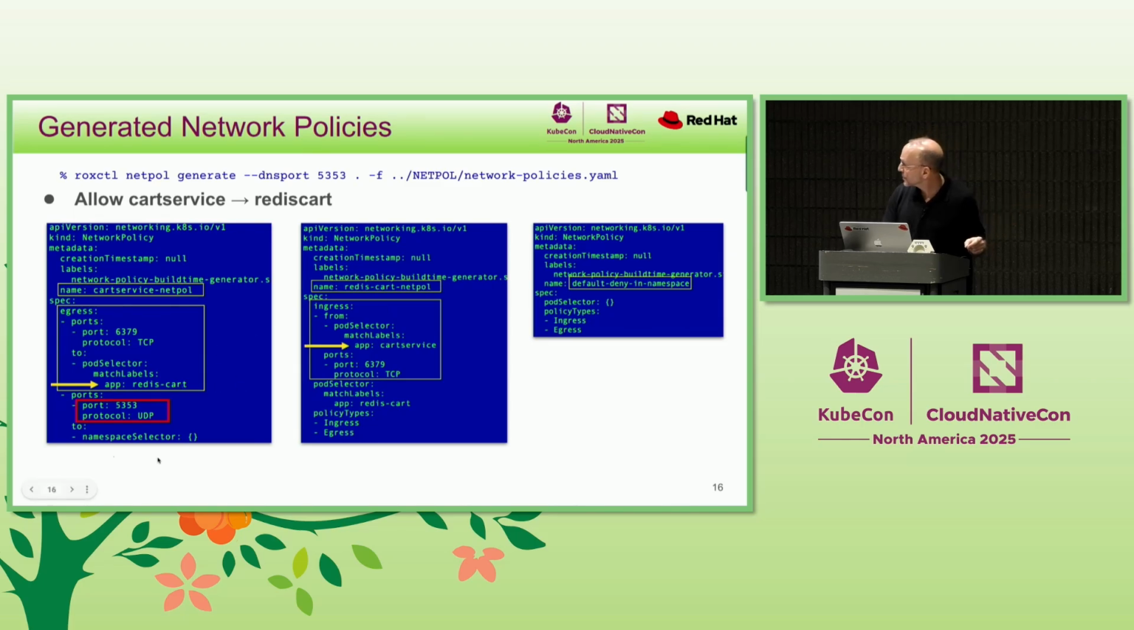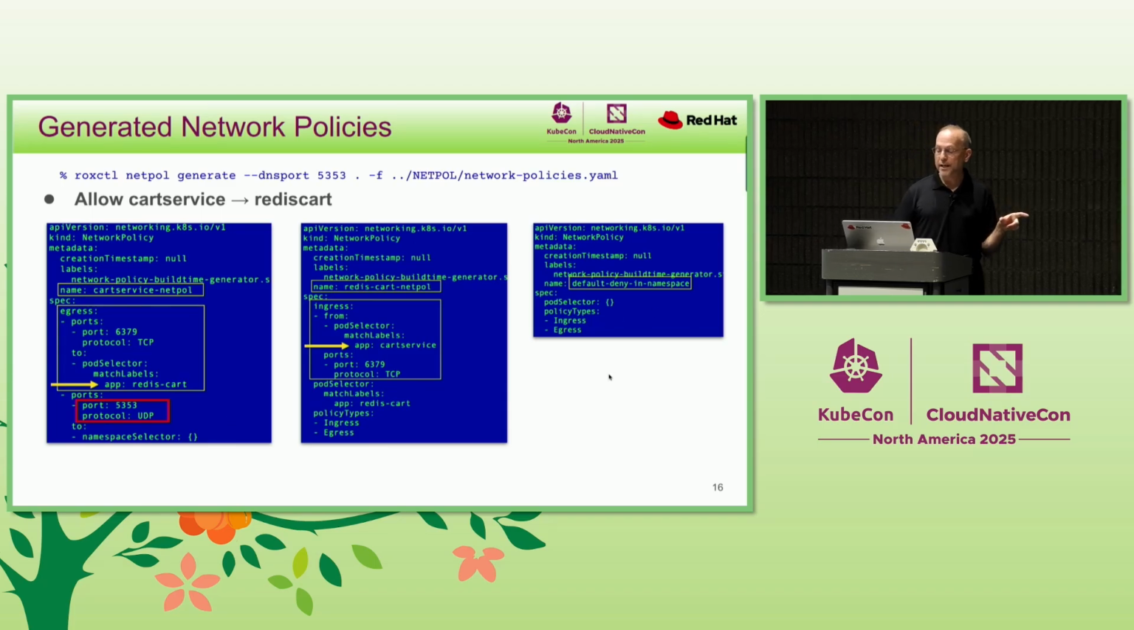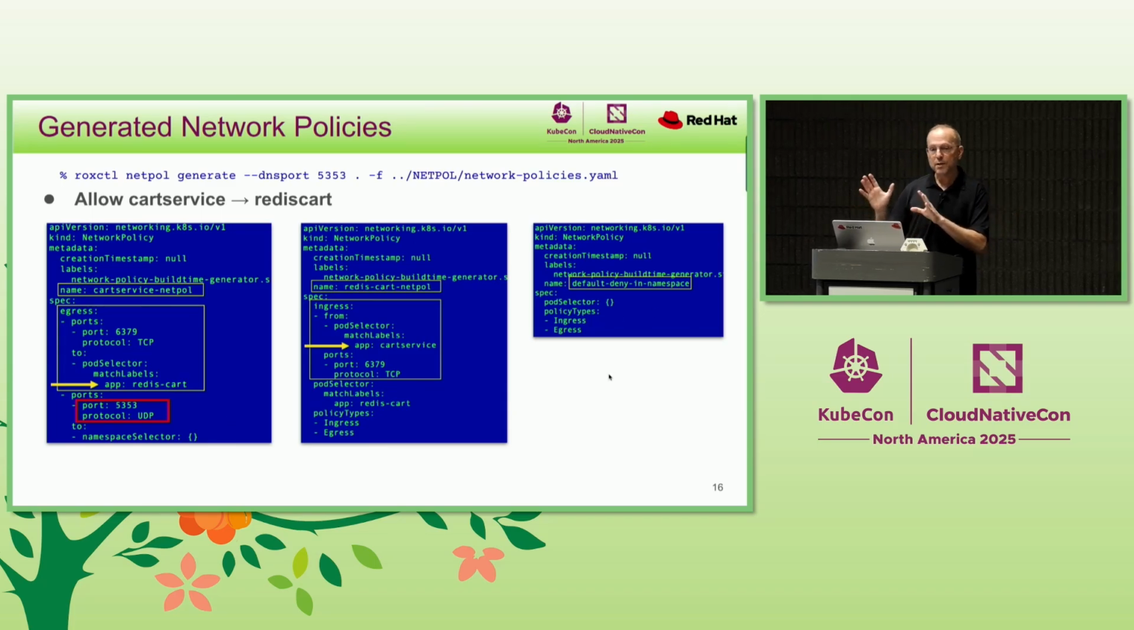On the left, you can see the DNS port that we added, and on the right, you can see the default deny. So as soon as this policy is applied in the namespace, all communication is denied by default, ingress and egress.